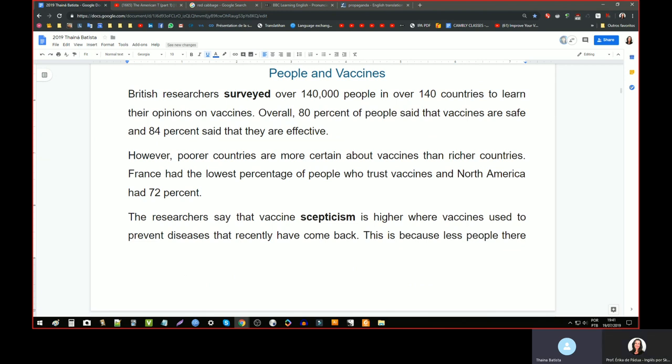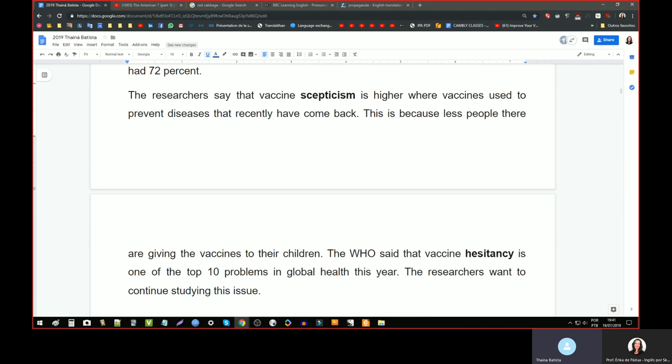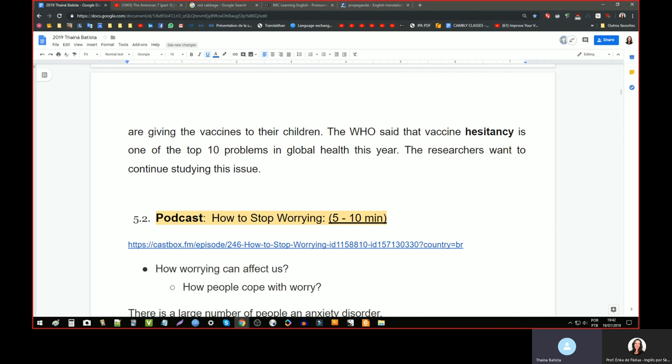British researchers surveyed over 140,000 people in over 140 countries to learn their opinions on vaccines. Overall, 80% of people said that vaccines are safe, and 84% said that they are effective. However, poor countries are more certain about vaccines than richer countries. France had the lowest percentage of people who trust vaccines, and North America had 72%. The researchers say that vaccine skepticism is higher where vaccines used to prevent diseases that recently have come back. This is because less people there are giving the vaccines to their children. The WHO said that vaccine hesitancy is one of the top 10 problems in the global health this year. The researchers want to continue studying this issue.